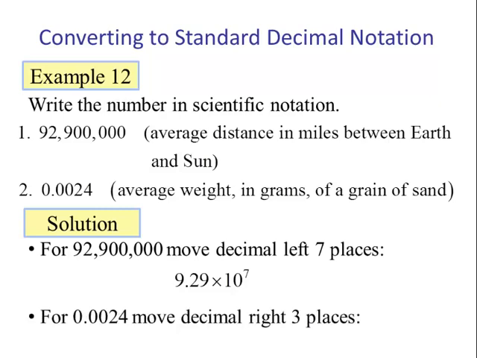For number 2, we want to move the decimal place from here to here, so our n is going to be 2.4. So we move it 1, 2, 3. We moved it 3 places to the right, so our answer would be 2.4 times 10 to the negative 3.